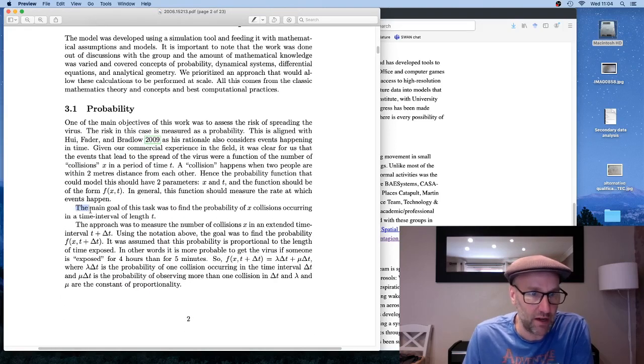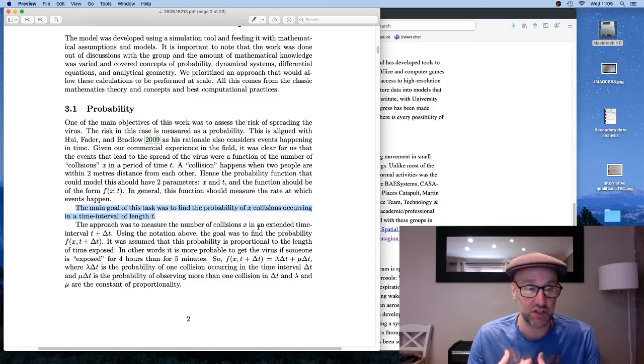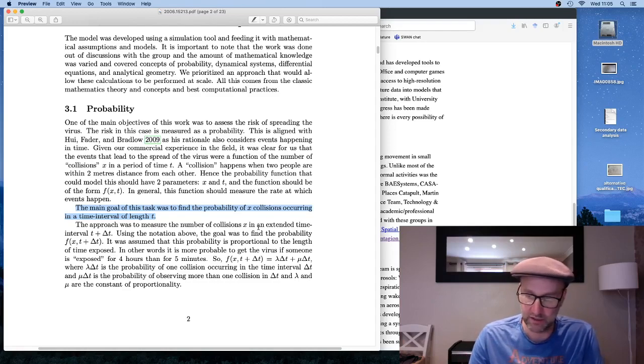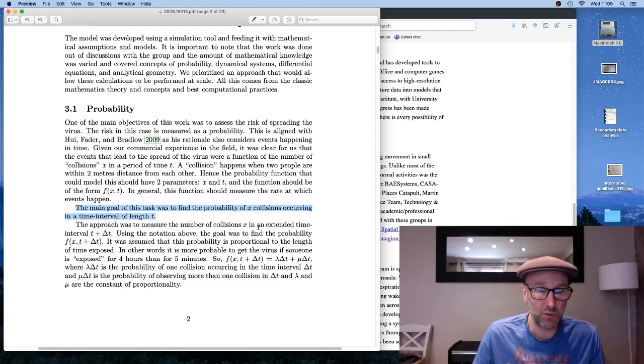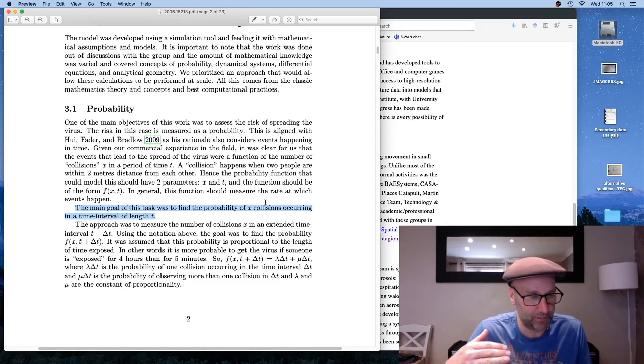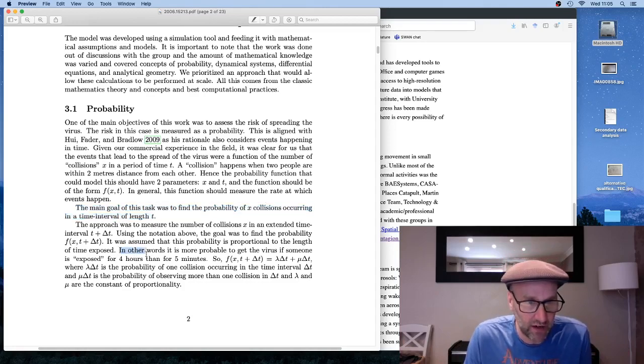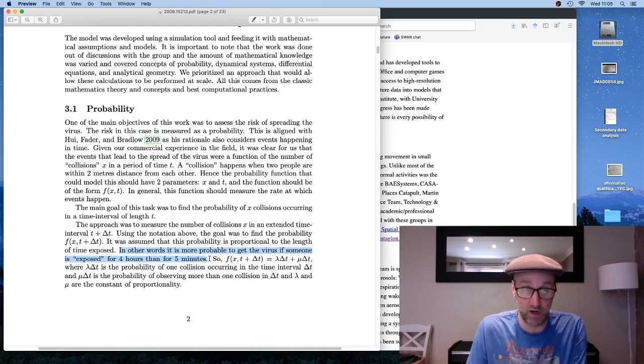So down here, the main goal of the task was to find the probability of X collisions occurring in a time interval of length T in a supermarket. Now, we do not know yet how infectious this disease is in detail. The rules in different countries are slightly different. I think in the United Kingdom, the idea is that if you're inside a shop, you should certainly wear a mask, and you want to keep 2 meters away from people. And the risk of infection seems to increase when you have been close to someone for 15 minutes or more. Well, of course it does, but the risk seems to be significant at 15 minutes. And that's what they say here. In other words, it's more probable to get the virus if someone is exposed for 4 hours rather than 5 minutes.